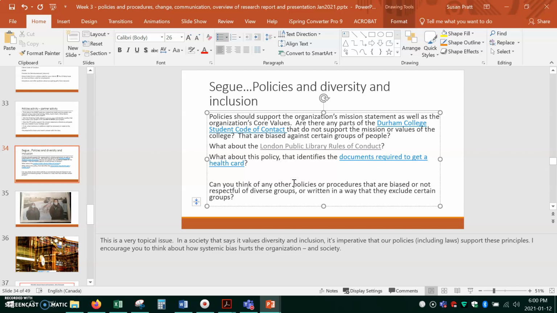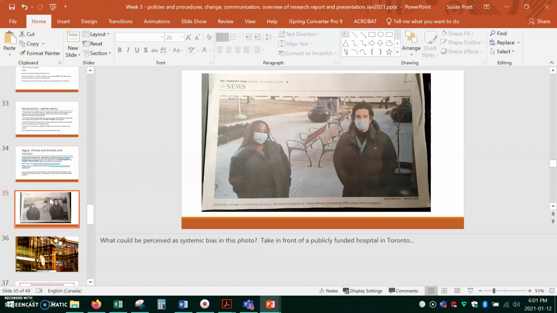So I encourage you to think about policies and procedures and why it's really important to know what your values are and the different kinds of people, customers, clients that you have for your business or that work at your business, and how you can get their input to make sure your policies and procedures are not biased against certain groups. In this one, I encourage you to take a look at this picture, and if you're not attending class, you can send me an email if you can't figure out maybe some systemic bias in this picture.